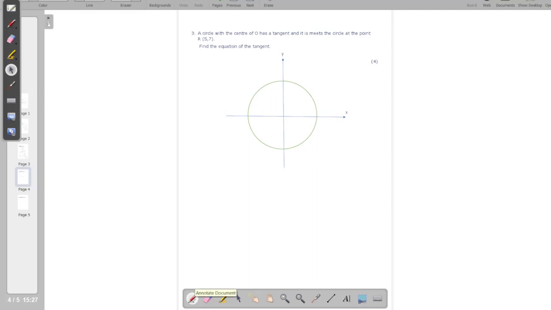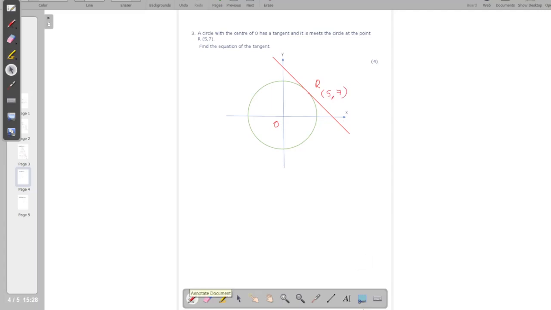A circle with a center O has a tangent and it meets the circle at the point R (5, 7). Again, let's do that. So that is R, that is (5, 7). Find the equation of the tangent.